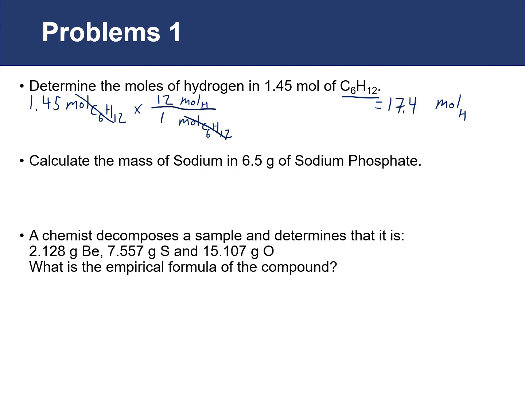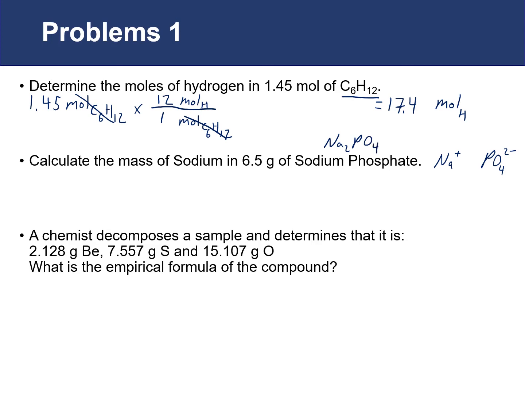So the first thing we would need to do is figure out what sodium phosphate is. Sodium is Na. It's in the first column, so it will be typically Na+. Phosphate is PO4, 2 minus, and so to balance out the charges, sodium phosphate would be Na2PO4. That would be our chemical formula.